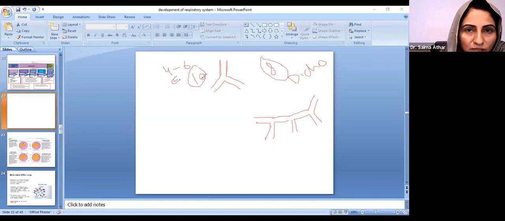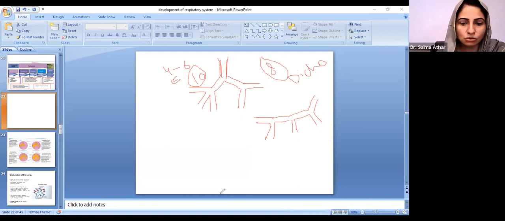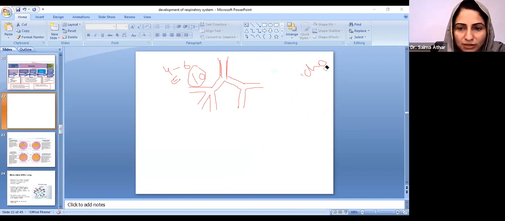So the embryonic period is when the tracheal bud appears and divides into 2 lung buds, and the lung buds further grow and form 2 primary bronchi. The 2 primary bronchi divide into 3 secondary bronchi on the right side and 2 secondary bronchi on the left side. This is called the embryonic period, which lasts from 4 till 6 weeks.